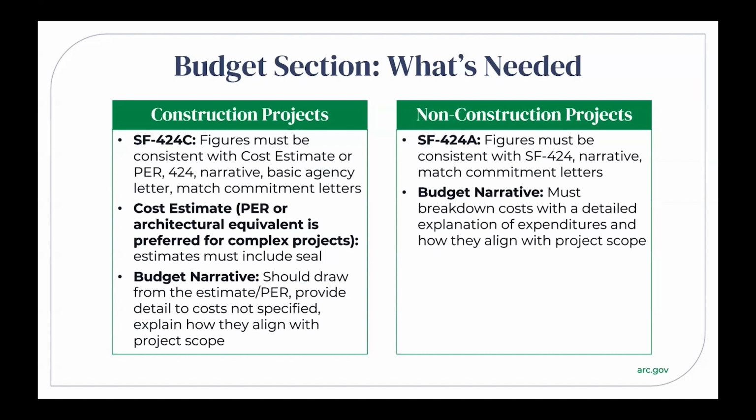For non-construction projects, the first thing you need is the SF424A form. The figures on this form must be consistent with your SF424, your budget narrative, and match commitment letters. The second thing you need is a budget narrative that breaks down costs by line item with a detailed explanation of expenditures and how they align with the project scope.